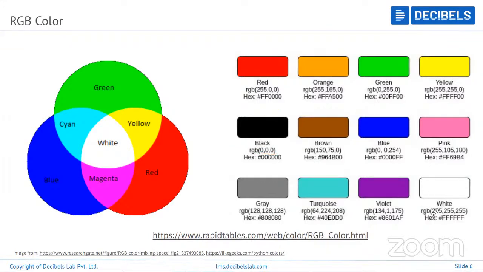In terms of white, it would be 255, 255, 255, which means that we're using all colors, which is red, green, and blue. That's how we could represent white color. The same thing applies to other colors. Based upon the combination, we get different colors.